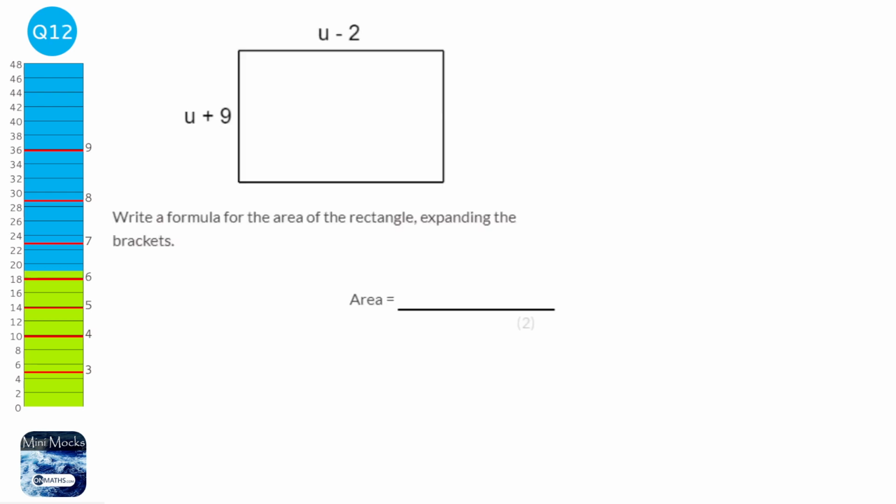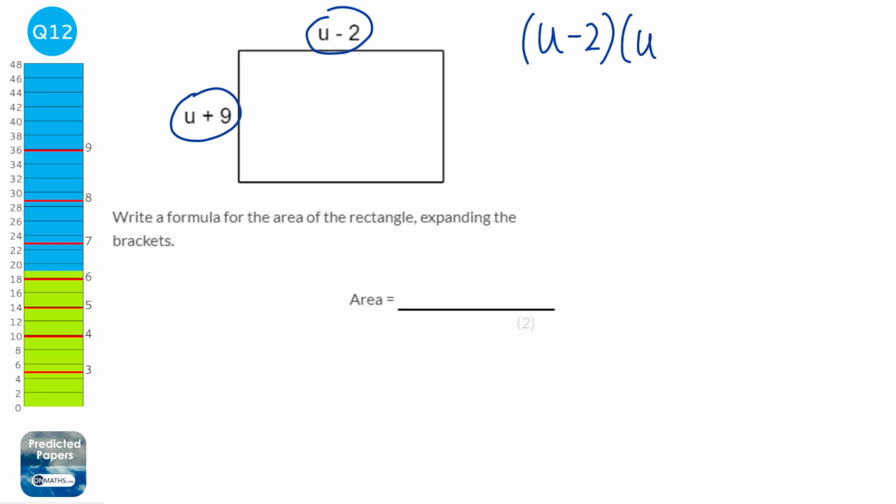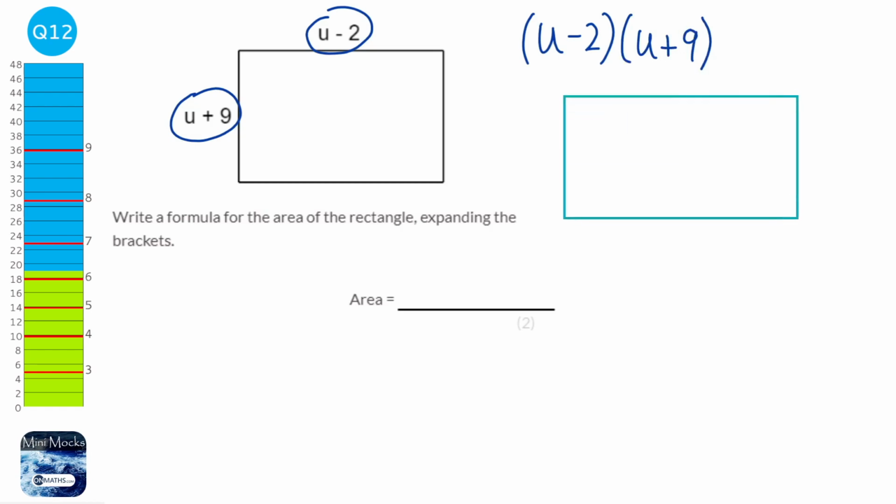So to find the area of a rectangle, we just multiply the width and the length. So that's what we're going to do here. But whenever you have an expression representing a length or a width or anything really, you just put brackets around it. So we go (u - 2) times (u + 9). Okay, and the way we do this is with our grid.